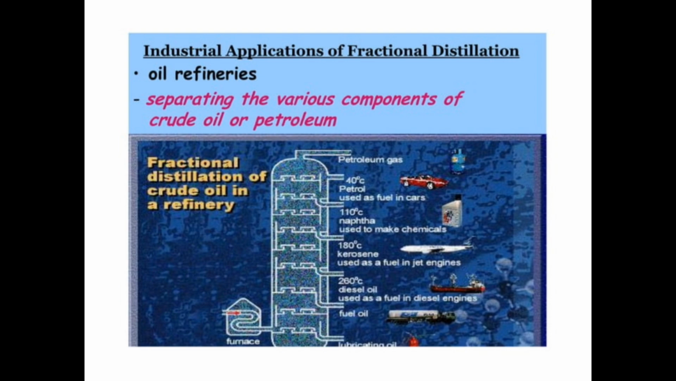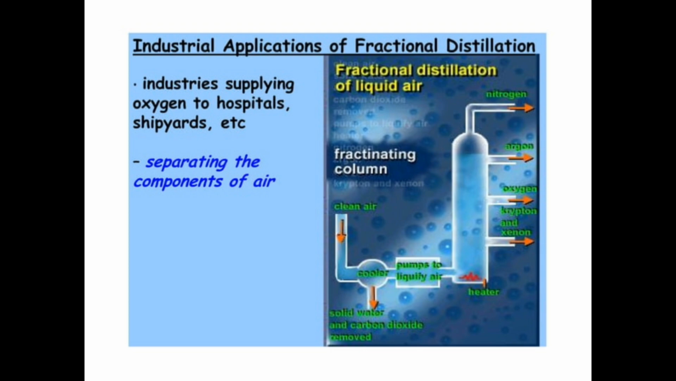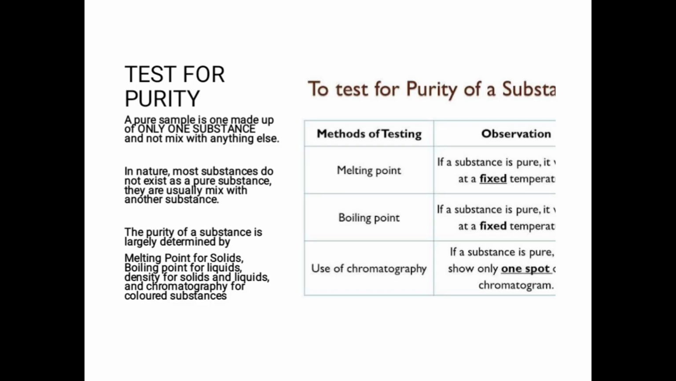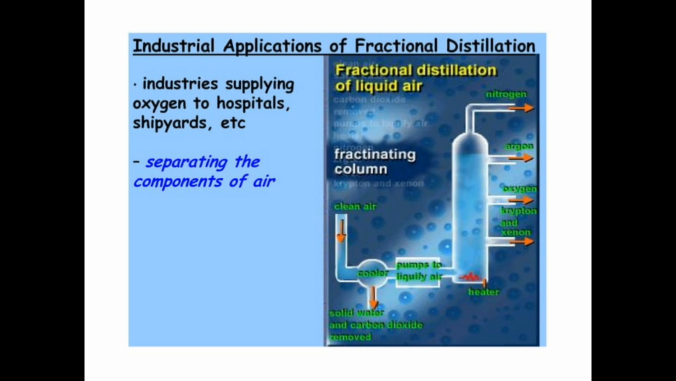So what are the industrial applications of fractional distillation? Oil refinery, to separate the various components of crude oil, like we have said. It is used in industry to supply oxygen to hospitals because it separates different components of air. It is also used in the industrial preparation of oxygen and nitrogen.